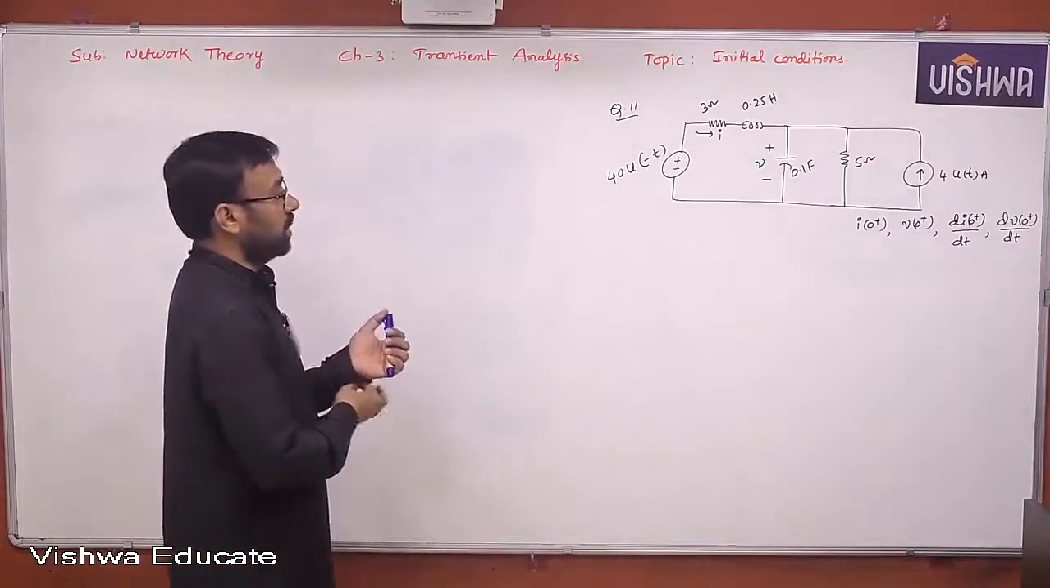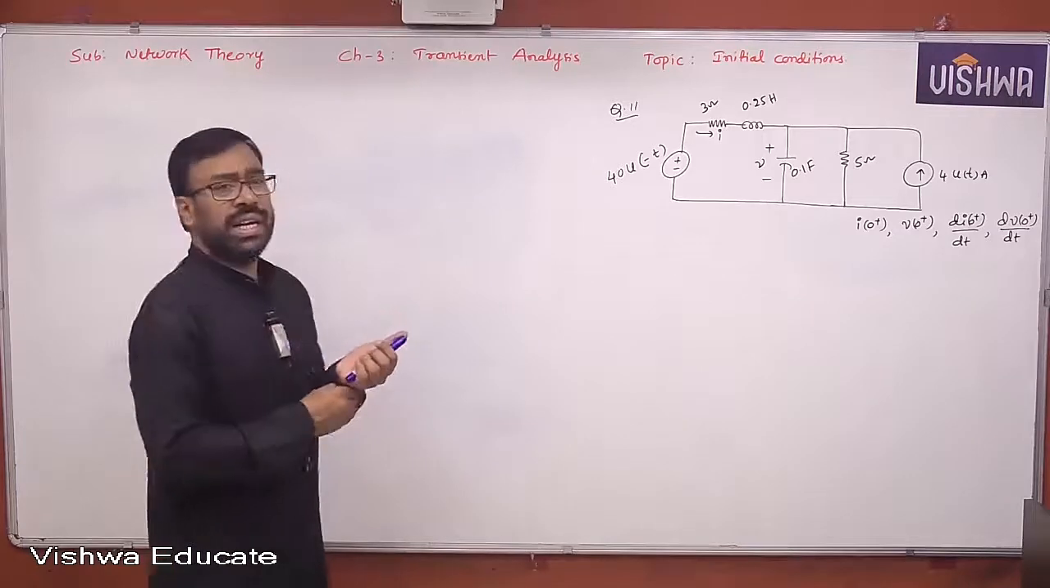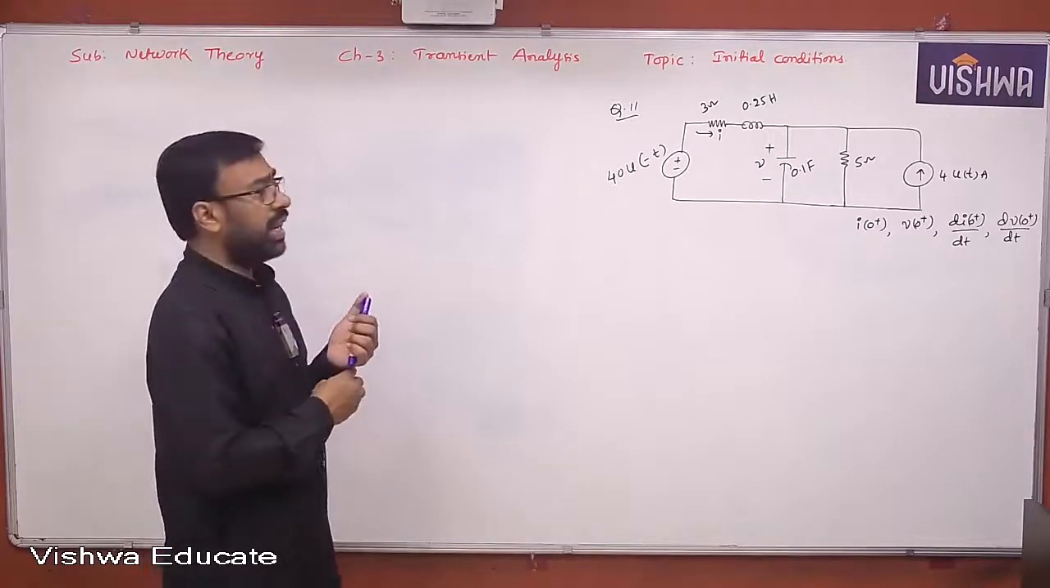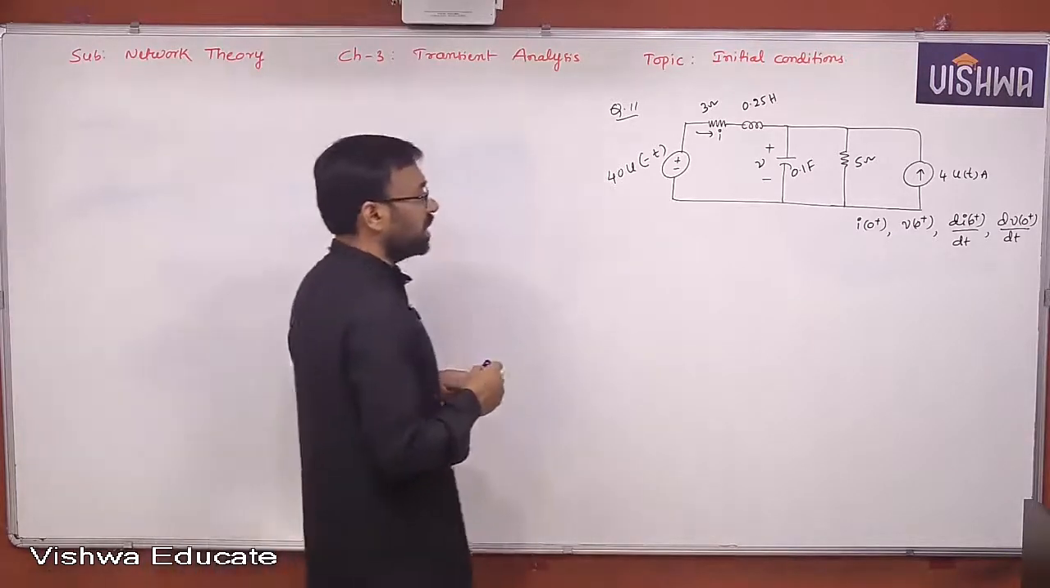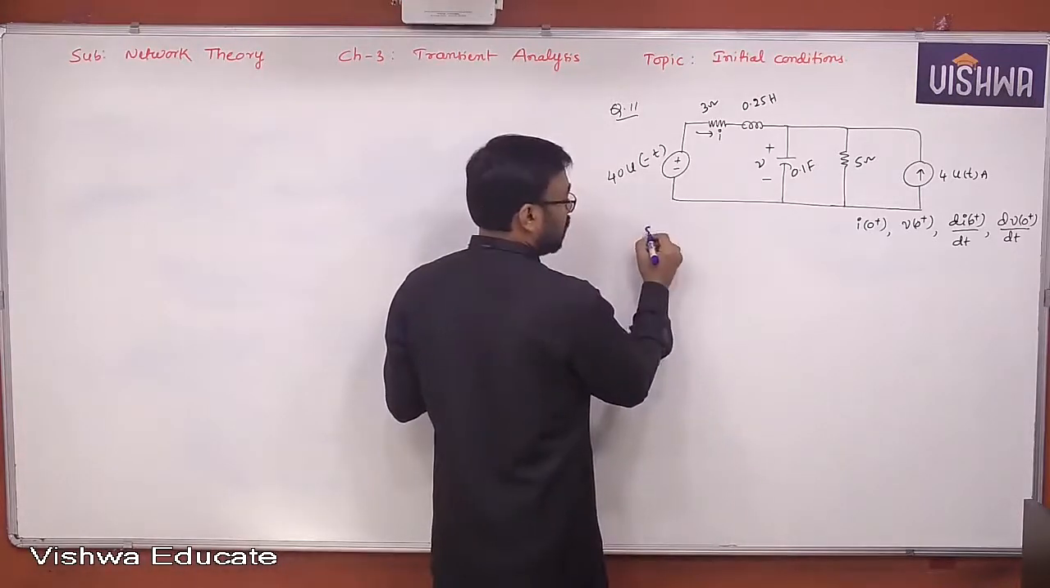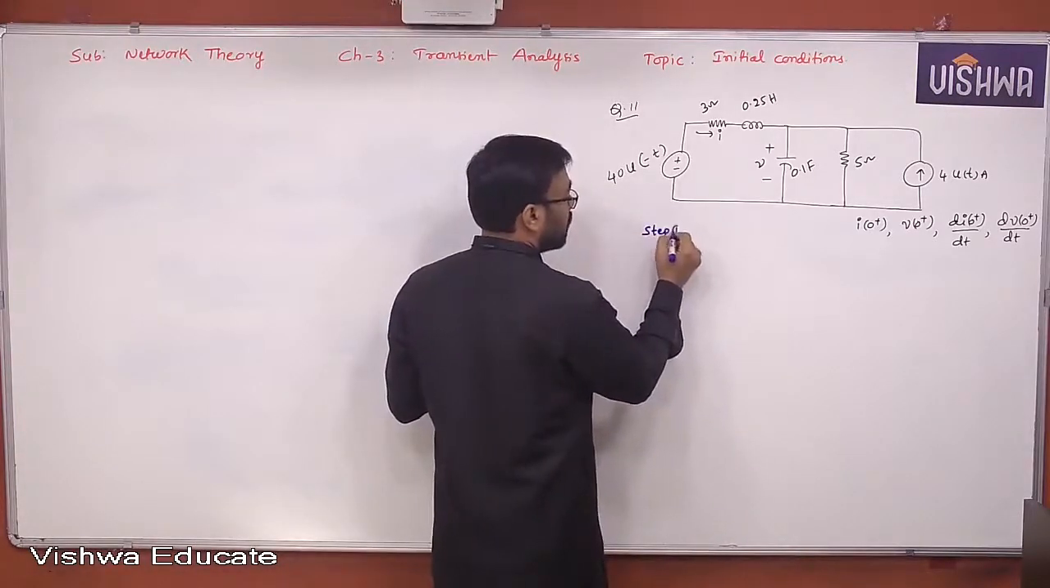Now, how do you do this? Whenever 0 plus conditions are asked, go for a step-by-step approach. Step by step. Step 1 is what? Construct t equal to 0 minus.